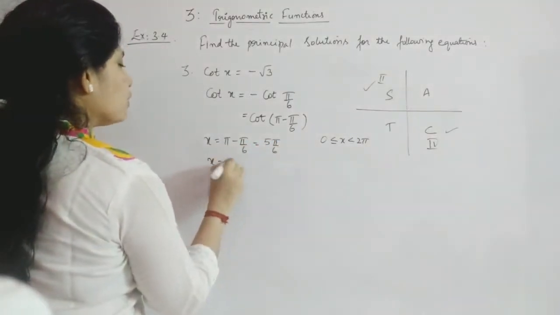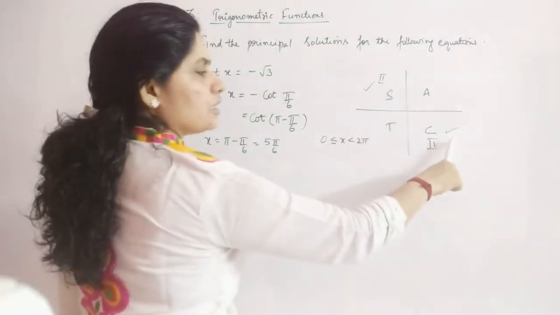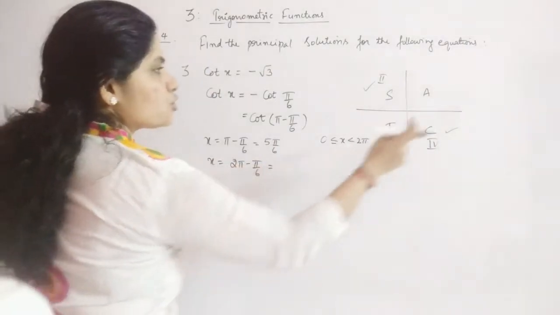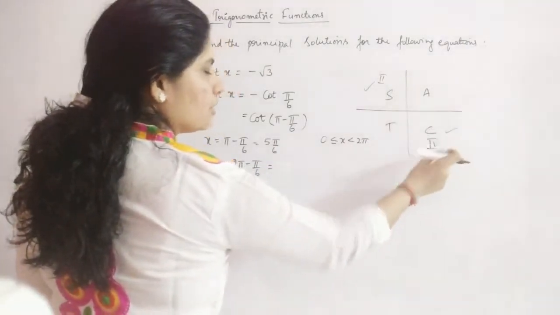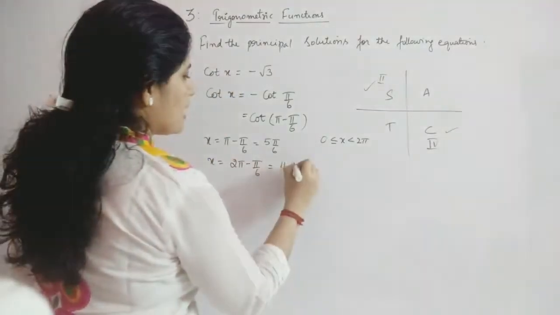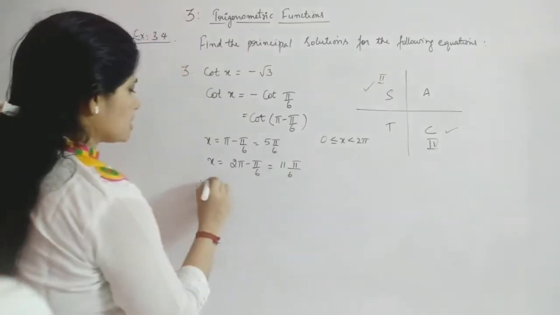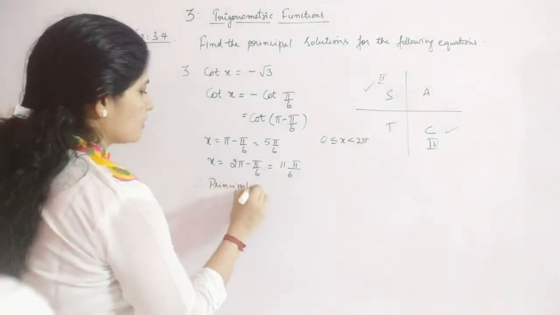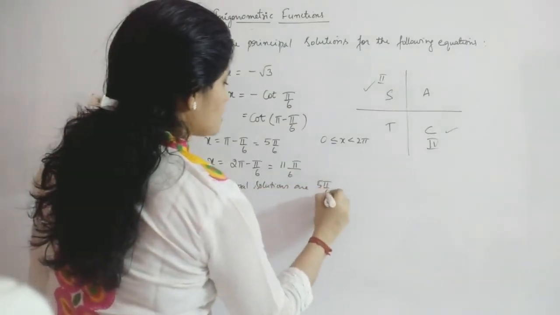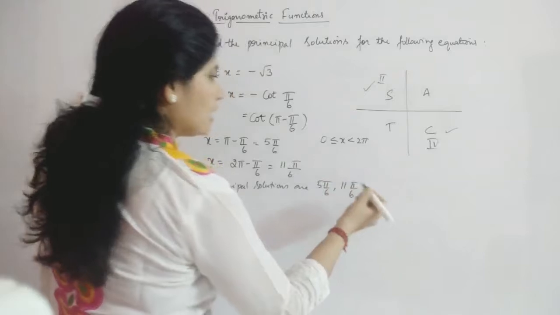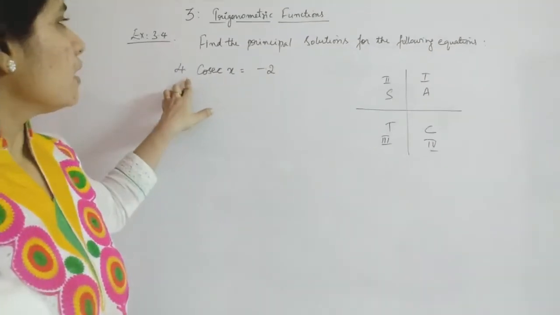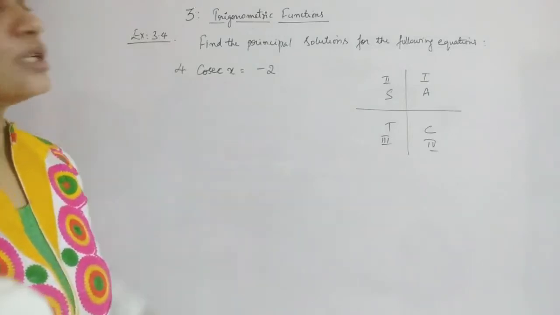And for the second value, you have to make it in the fourth quadrant. The fourth quadrant is made like 2 pi minus pi by 6. 2 pi till here minus a quantity will give you the fourth quadrant. So 2 pi is 12 pi by 6, minus pi, which is 11 pi by 6. Therefore the principal solutions are 5 pi by 6 and 11 pi by 6. Why? Because both the values lie between 0 and 2 pi. Fourth question is cosec x equal to minus 2.